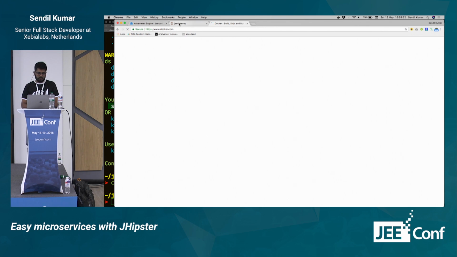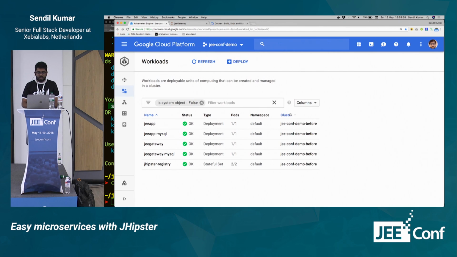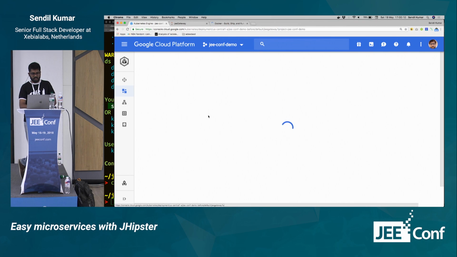Okay, the internet is slow, but leave that. It's deployed in the Docker registry, and you have a list of applications. You can see it here: a gateway application, a MySQL database for the gateway, and all those pieces. You have the JHipster registry. Let's go ahead and access our application.